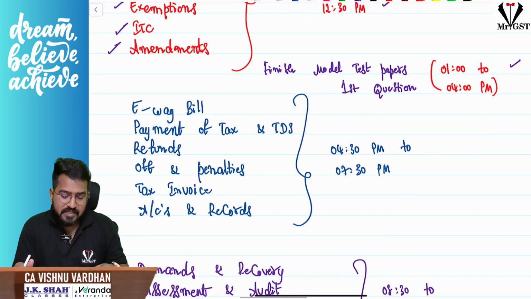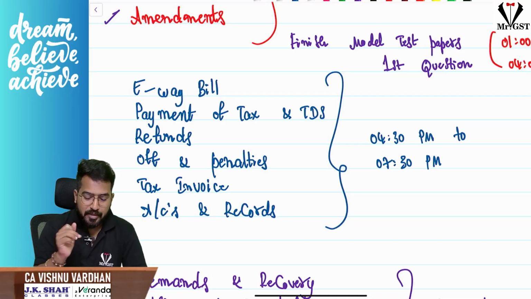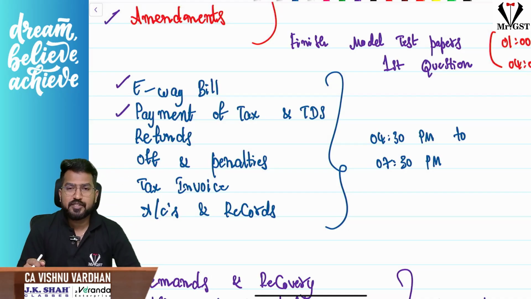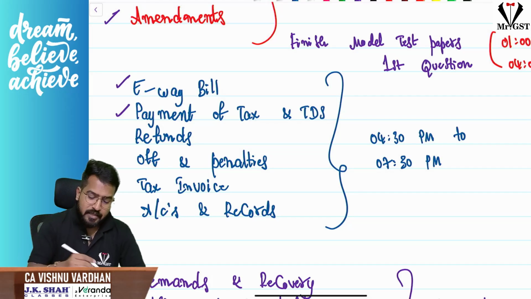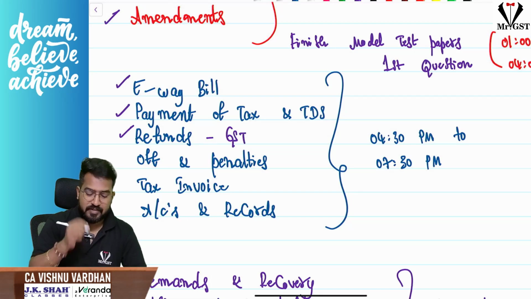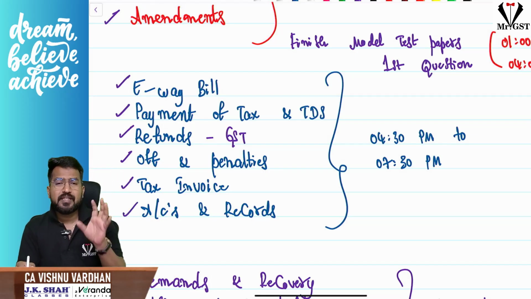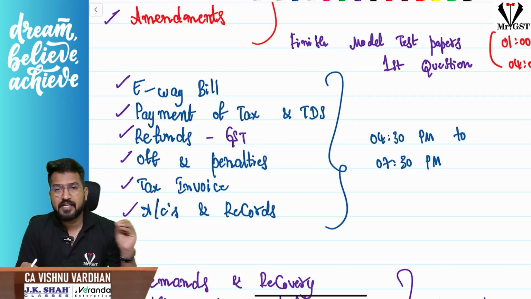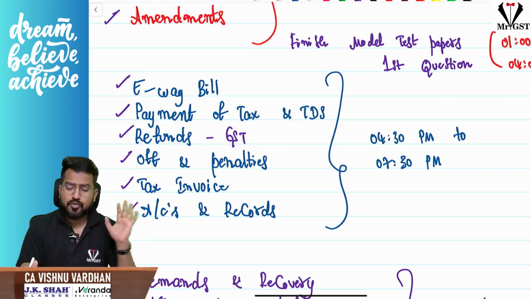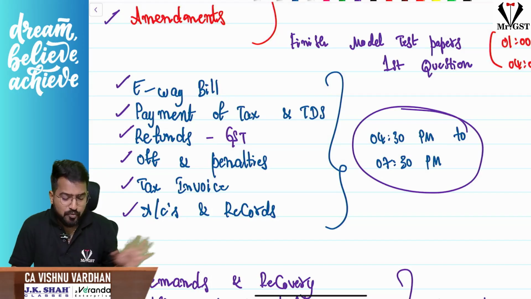What you have to do next, in the evening I have some small chapters for you which are very important: E-way bill, payment of tax. In payment of tax, interest calculation is going to be really important and tedious. Next, refunds, GST refunds. This is GST refunds, not the customs duty refunds chapter. Offenses and penalties, tax invoice, accounts and records. Okay, these are small chapters. Here and there they will be asking some MCQ questions or some 4-5 mark questions, all the stuff, so go through them from 4:30 to 7:30 and finish off these things.